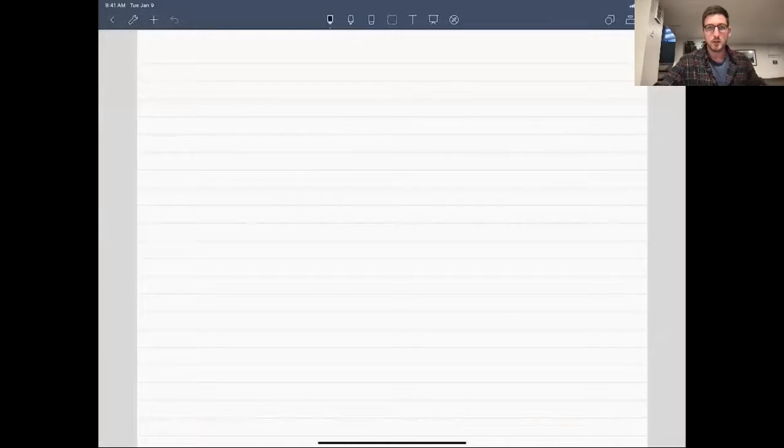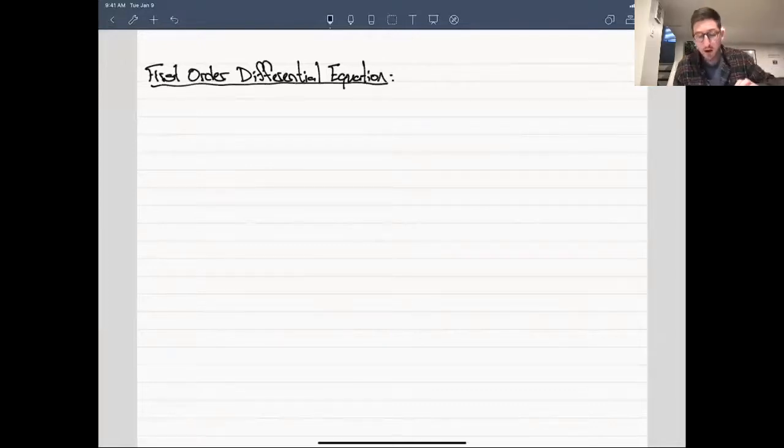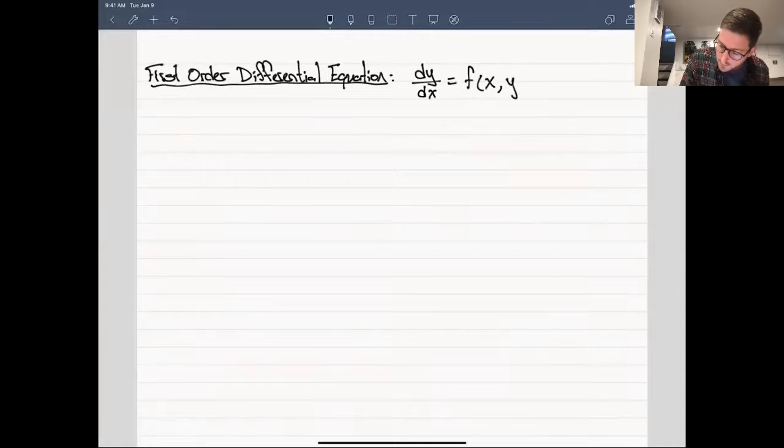So let me start by introducing the general form of equation that we are going to be interested in today. And that is what's called a first order differential equation. Okay, so in complete generality, we can write this as saying the derivative of some function with respect to x is equal to a function of x and that unknown function y.